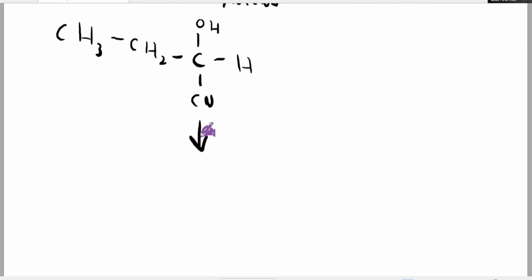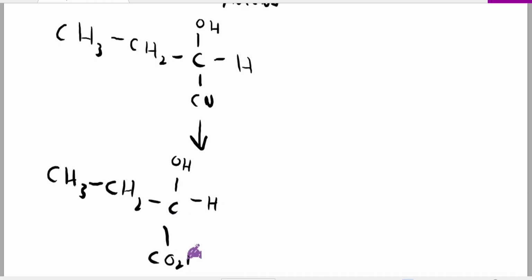Now this cyanide group, if you remember, I told you guys earlier that cyanides can hydrolyze into carboxylic acids. So this compound right here will convert to a carboxylic acid. So this cyanide compound hydrolyzes to carboxylic acid, and the reagent was dilute HCl.